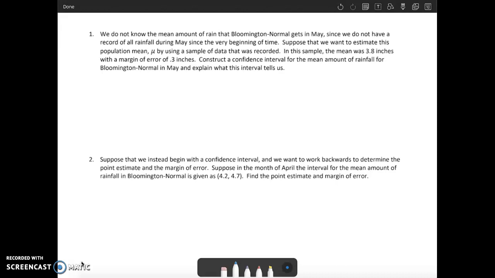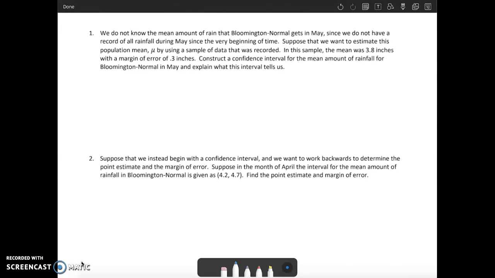Let's say in this sample, again, this is totally made up, but let's say that the mean of the sample was 3.8 inches. So that's the sample mean, that's X bar. And the margin of error in this sample was 0.3 inches. It says construct a confidence interval for the mean amount of rainfall for Bloomington Normal in May and explain what this interval tells us. So this is how a confidence interval is built and how it's written. It's written with parentheses, like from a lower value to an upper value, the range of plausible values.